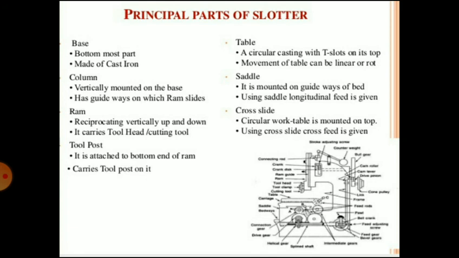The table is a circular casting with T slots on its top. Movement of the table can be linear or rotary. Then the saddle is mounted on the guide ways of the bed. Using the saddle, longitudinal feed of the table is given. Then the cross slide gives the cross feed of the table. So these are the different parts and their functions of the slotting machine.